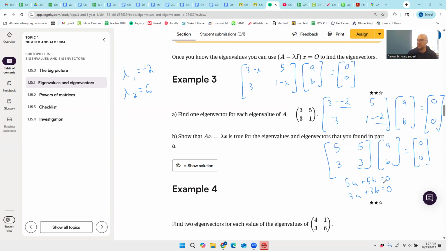And so then I do matrix multiplication, I get this. AB, so eigenvector 1 is some constant times 1, negative 1. Would that work out? So basically what I'm doing at this point is looking for an A and a B that work out to be true.